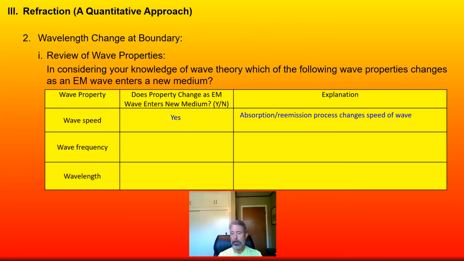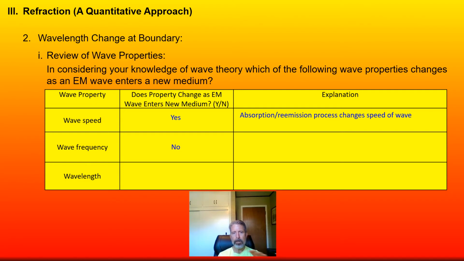And we said that because when a wave is traveling through a transparent medium, it gets slowed down because the energy has to get absorbed and subsequently re-emitted by the atoms in that medium. And this process takes time. So we would expect that the wave speed should change, and the time between the absorption of the energy and the re-emission of the energy will have everything to do with how fast the wave can actually travel in that medium. So what about wave frequency? Well, the answer here is no.